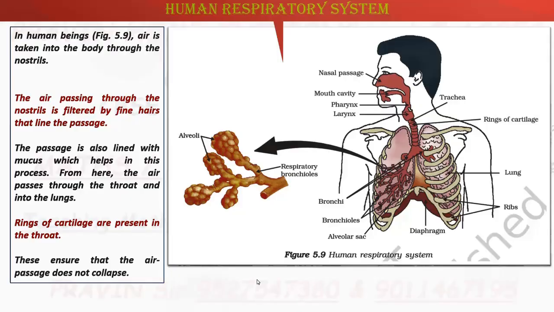Bronchi. The trachea divides into left and right bronchi. Bronchioles. Each bronchus is further divided into finer channels known as bronchioles. The next part is the alveoli. The bronchioles terminate in balloon-like structures known as alveoli, where the air is stored. The sucked air, the air which you have taken inside, will be stored in the alveoli. Then lungs.